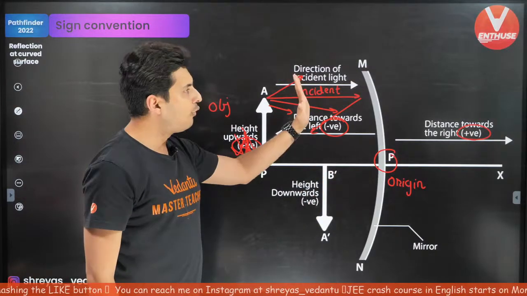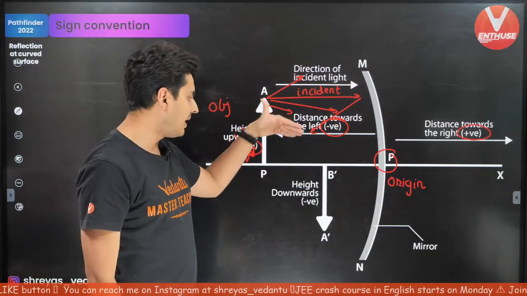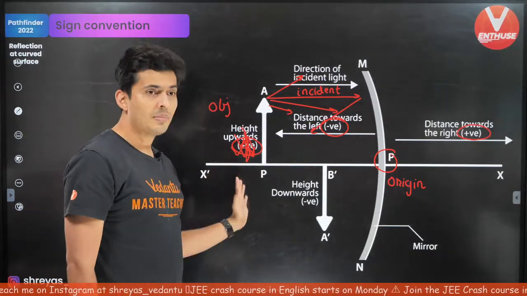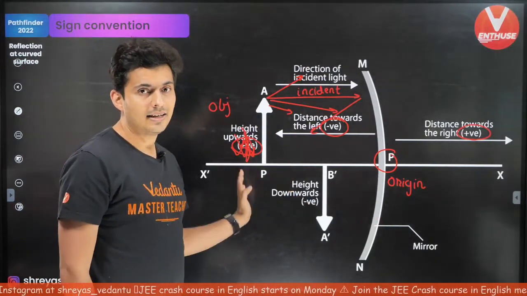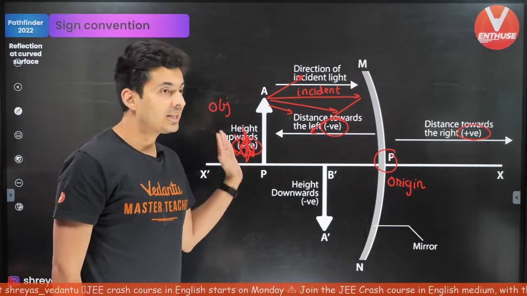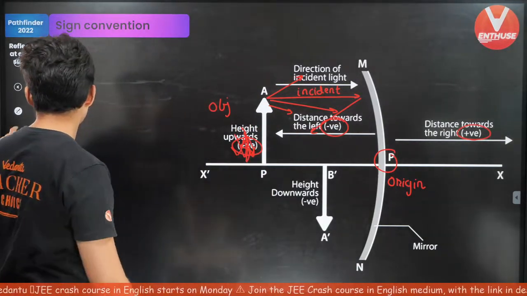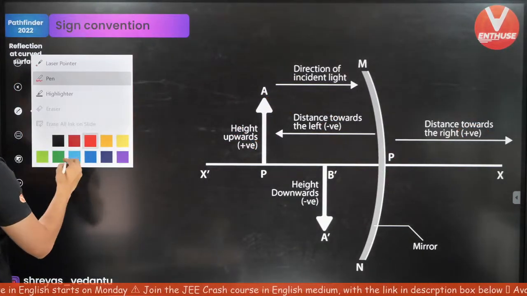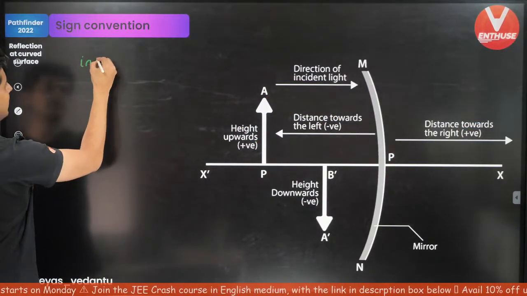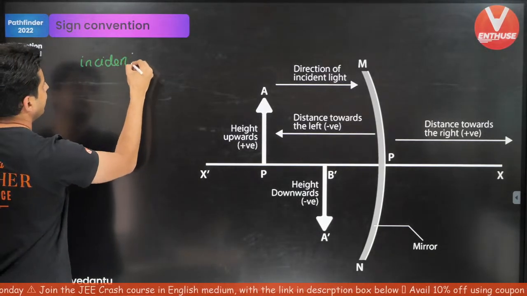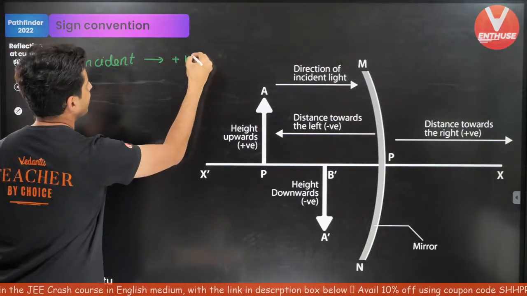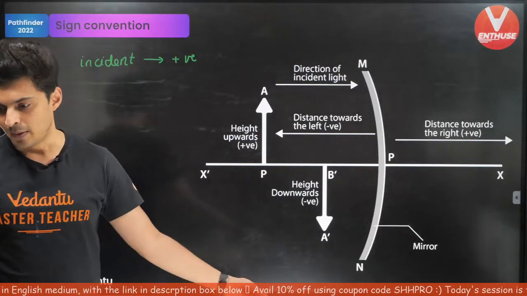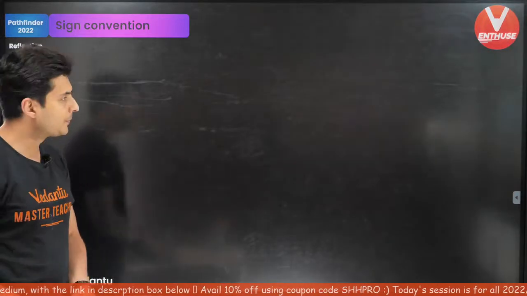Now, usually upwards is taken positive, the one on the top, and the one which is down is usually taken negative. Up and down there is no confusion. The main confusion happens between right and left. Right is not positive. The direction of incident is positive. So let me just put it up right over here. The direction of incident ray is positive, irrespective of anything else. Keep this in mind. I hope this is clear.